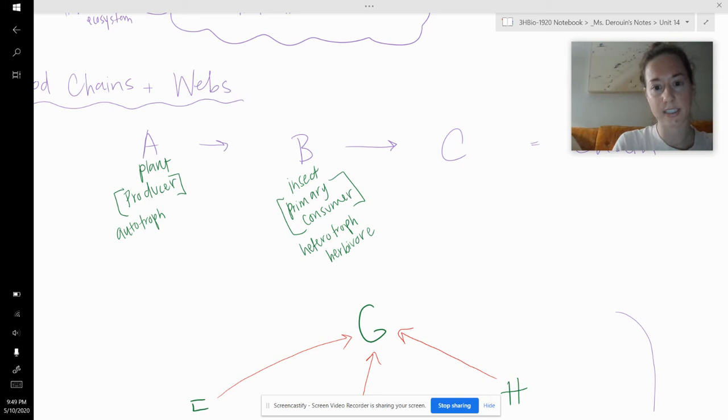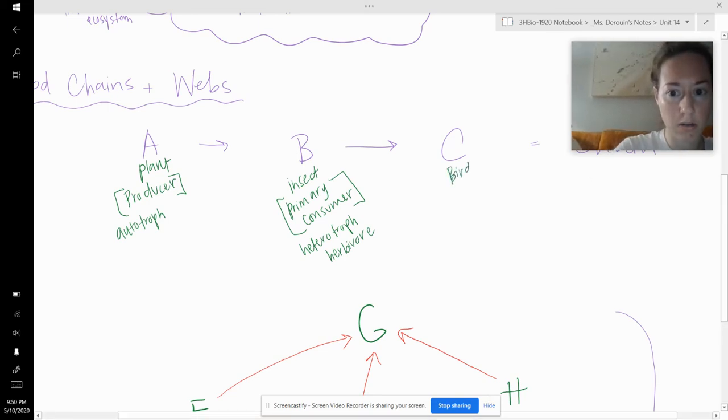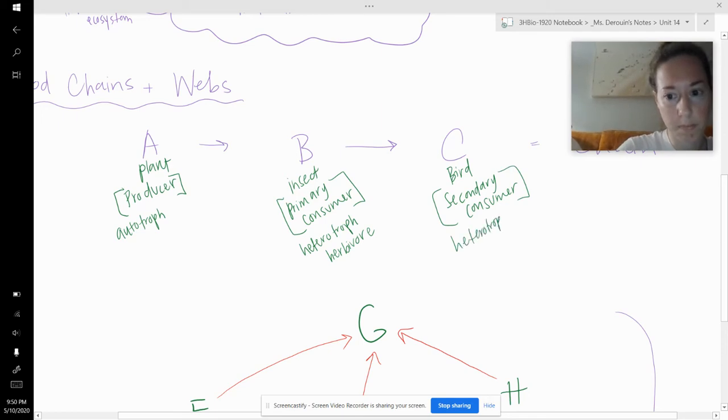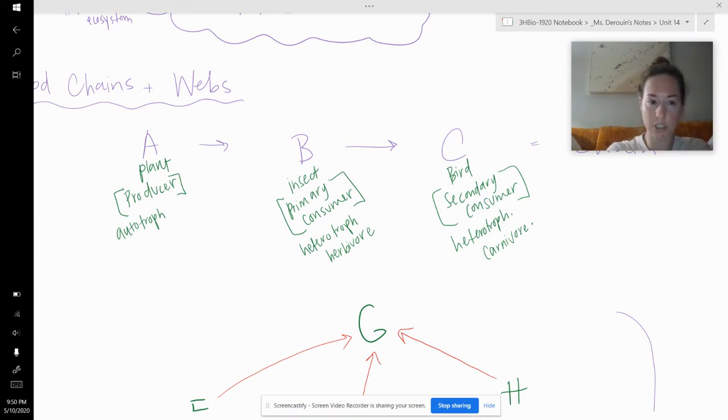And then C, let's say C is a bird. The bird will be a secondary consumer because it's the second thing to be a consumer. And it is also a heterotroph. And it is a carnivore. Now, because this chain is really simple, we don't know. The bird could be an omnivore, but the chain doesn't really show that. It only shows 1, 2, 3.